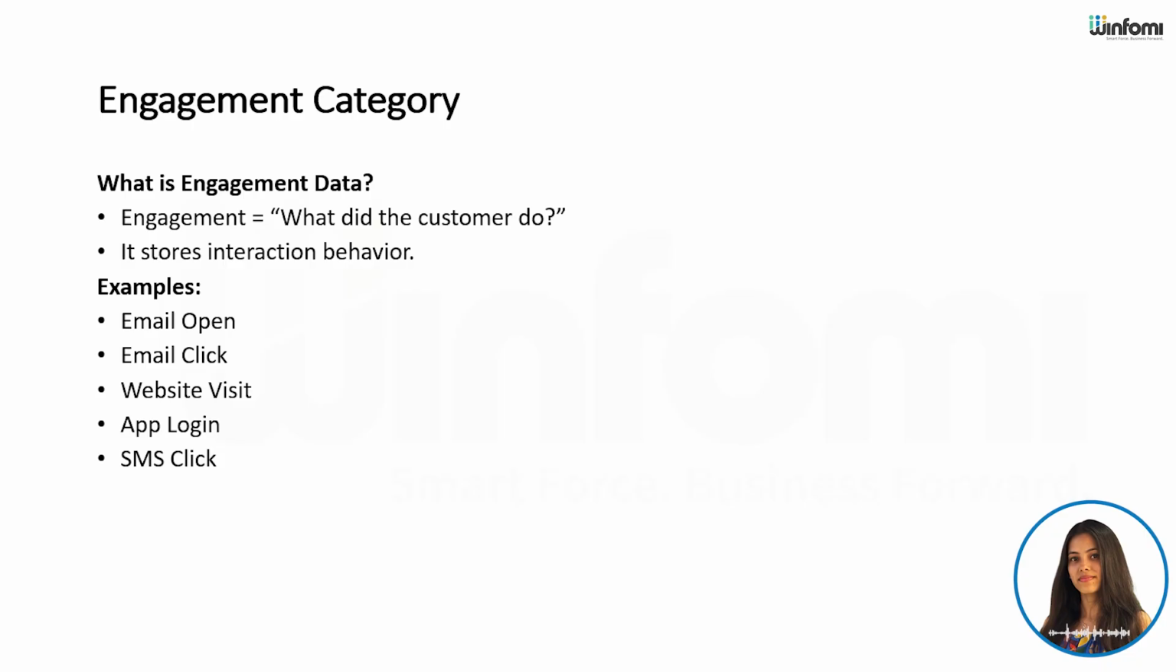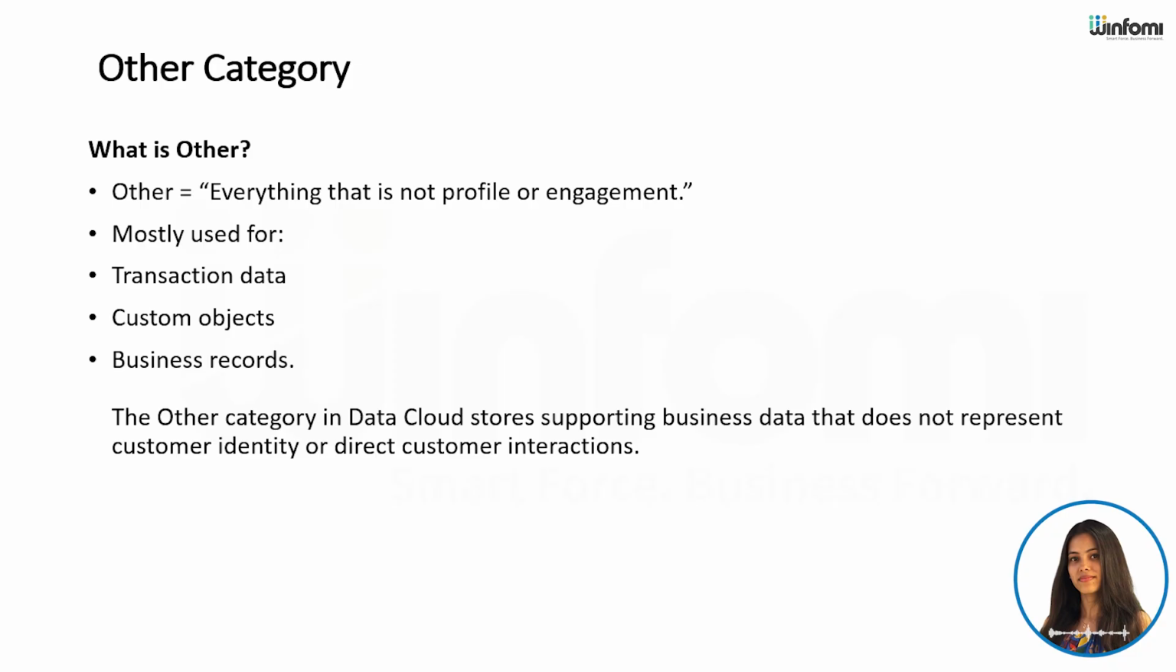And the next thing is the engagement category. Engagement category is basically the interaction behavior: what did the customer do? So if an email is opened, clicked, or there is an app login, we usually put that data in the engagement category. Anything that doesn't come under the profile or engagement category comes under the other category.